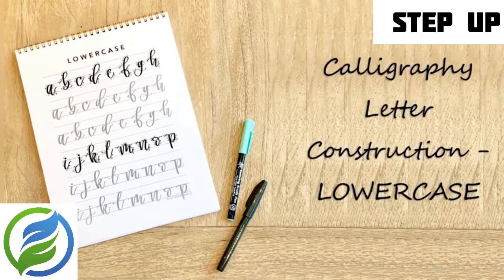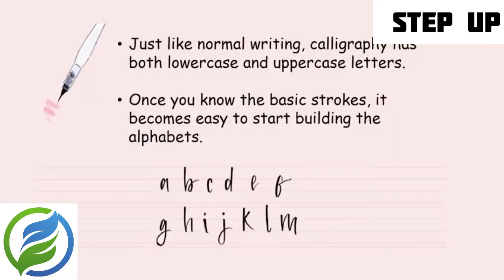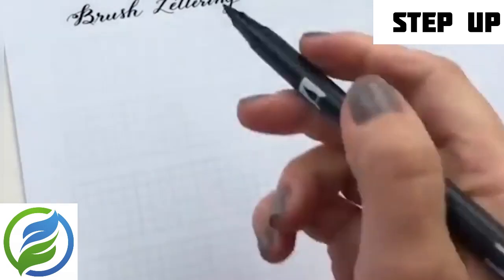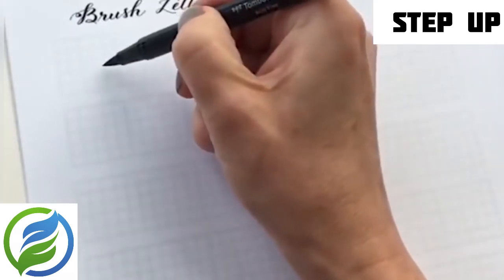Construct calligraphy letters in lowercase. Just like normal writing, calligraphy writing also has both alphabets, lowercase and uppercase. Practice the basic strokes of calligraphy until you master them, so it becomes easy to start building alphabets. Take a normal paper and a brush pen.